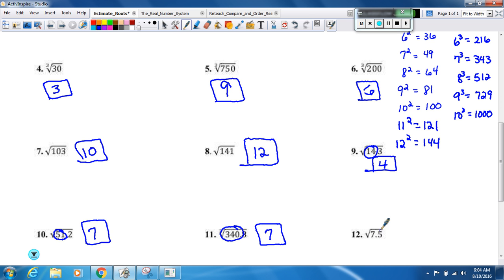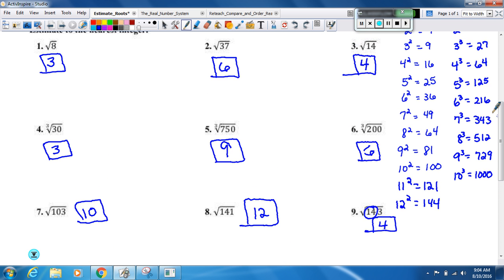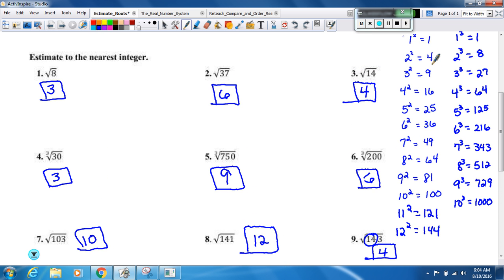This one's a square root, so we're going back to the square list. The number we're looking for is in front of the decimal, which is 7. 7 falls between 4 and 9. 7 is 3 units away from 4 and 2 units away from 9. So it's closest to the 9. The number in front of the exponent is your answer, 3.